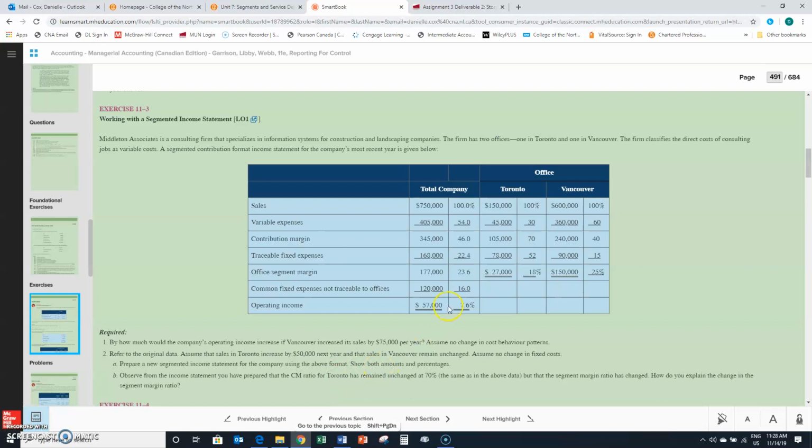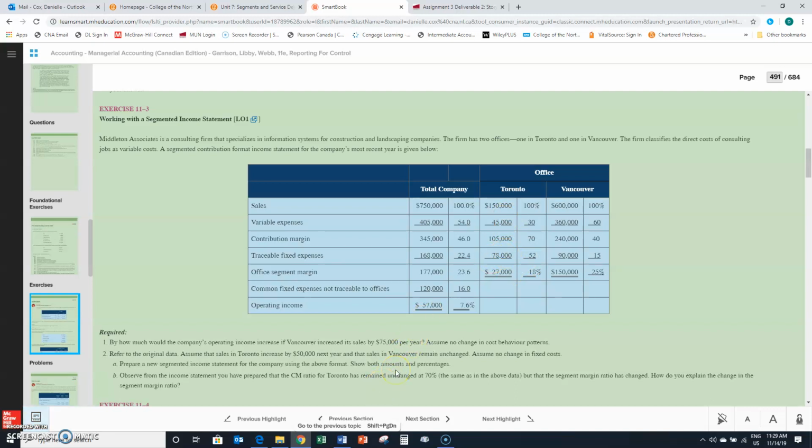So all the percentages are, sales are always going to be 100%. Everything else is what percentage that number is of sales. So right now, for example, 45,000 divided by 150,000 gives you 30%. Contribution margin, 105,000 divided by 150,000 of sales, 70%. Traceable fixed cost here, 78,000 divided by 150,000, which you get 52%. So everything is just as a percentage of sales.